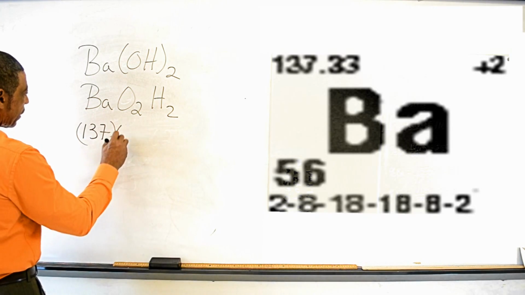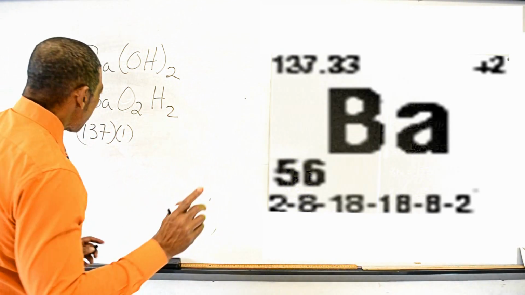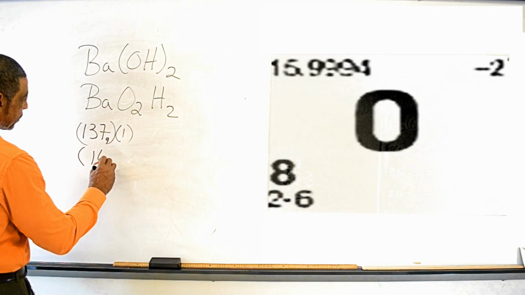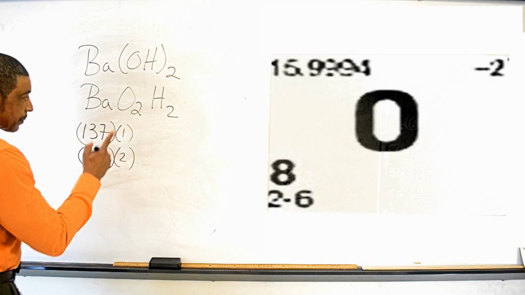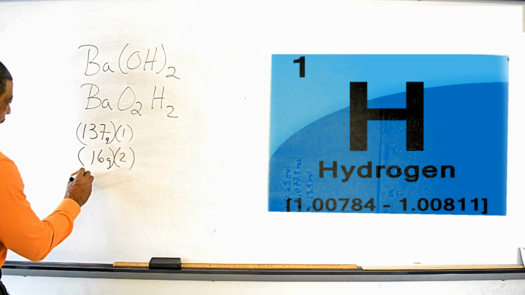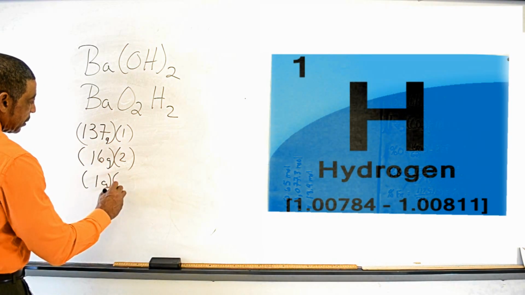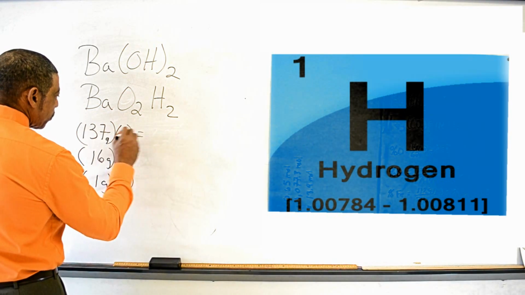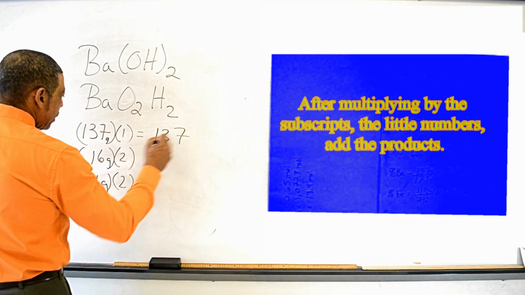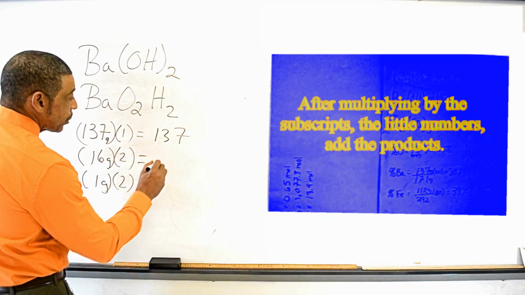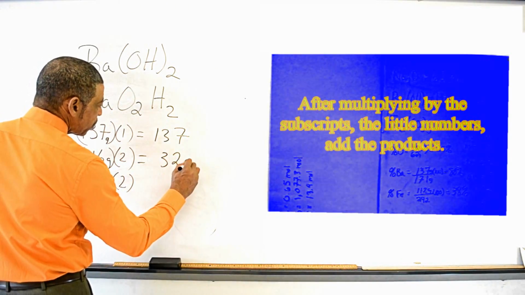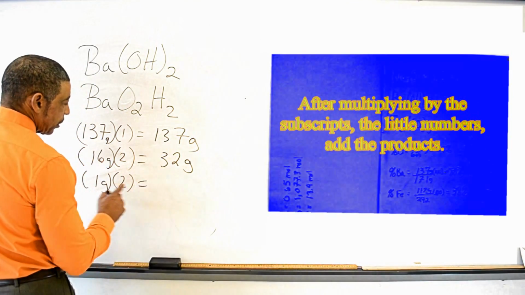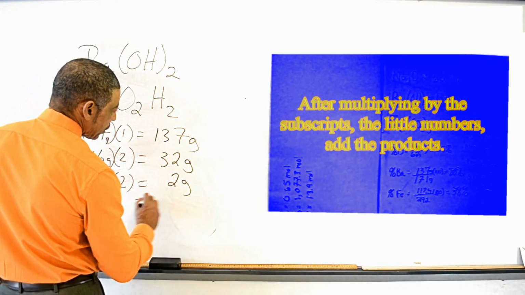Now, from the periodic table, the rounded mass of barium is 137 grams, and we have one barium. The rounded mass of oxygen is 16 grams, but we have two oxygens. The rounded mass of hydrogen is 1 gram, but we have two hydrogens. So we write 1 times 137, 137. 2 times 16 is equal to 32, so we have 32 grams of oxygen in the compound. And of course, 2 times 1 is 2 grams of hydrogen.